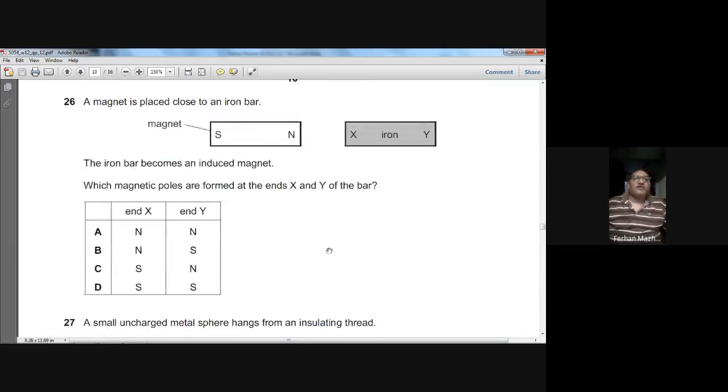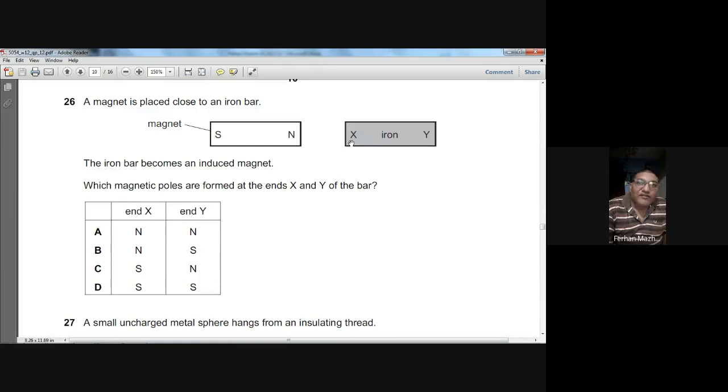Okay, so we are moving to question number 26. A magnet is placed close to an iron bar. So you see, this is a magnet, and close to it we have an iron bar. And you know the iron bar is a magnetic material. So due to magnetic induction, poles will be generated on this iron bar. So this left end of the iron bar, X, is near the north. So here a south pole will be induced, and here a north pole will be induced.